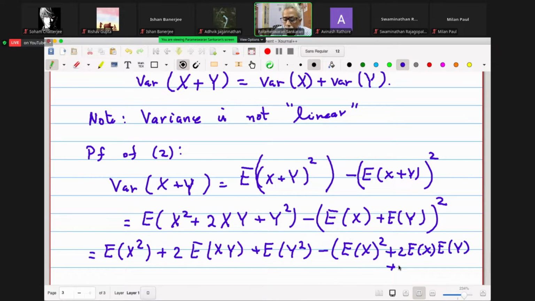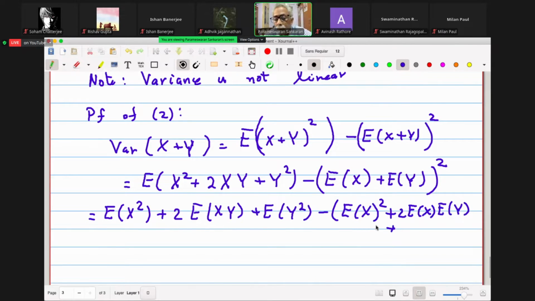plus, need more space. So E of y, I just squeeze it in here. Okay, square, and that's it. And this is equal to, okay, I have this and this, I can write that together. That becomes variance of x. And likewise, this and this, that becomes variance of y.